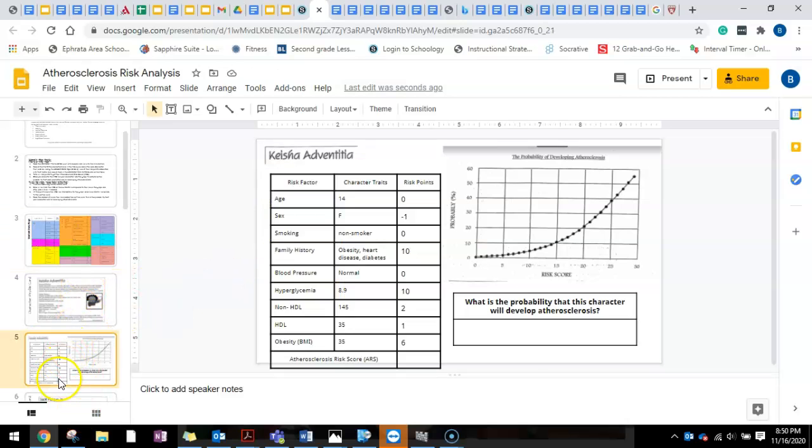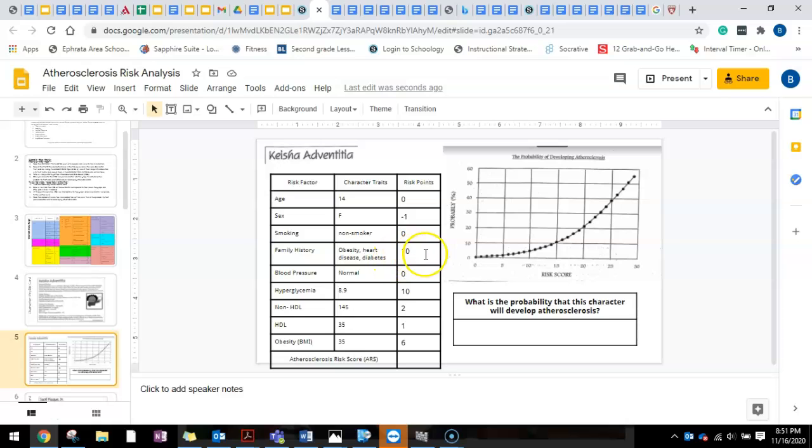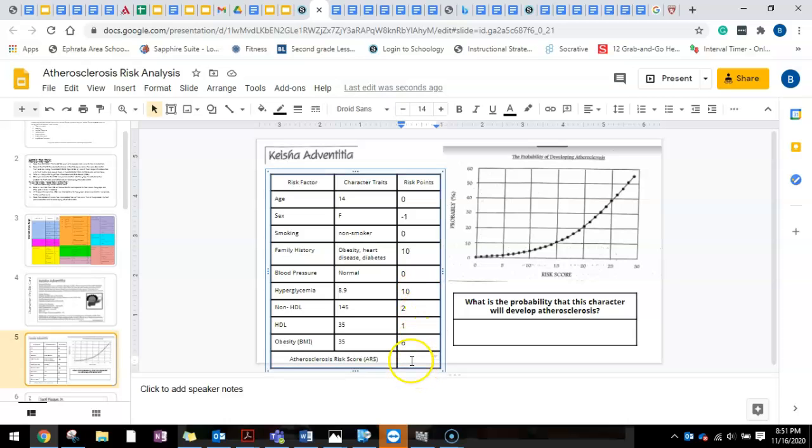And then looking at her family history, we have obesity, heart disease, and diabetes. So there, 1 point for obesity, 3 points for diabetes, and 6 points for heart problems. So that's a total of 10 points that you put here. And then you continue to do that for all of her results. And then you calculate her final risk score, which would be a 28.